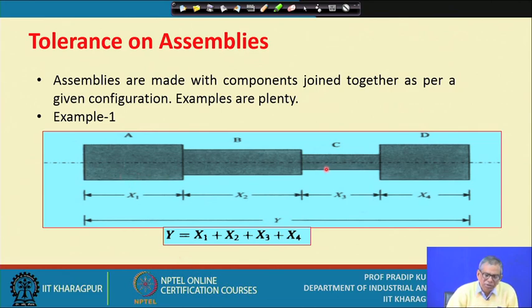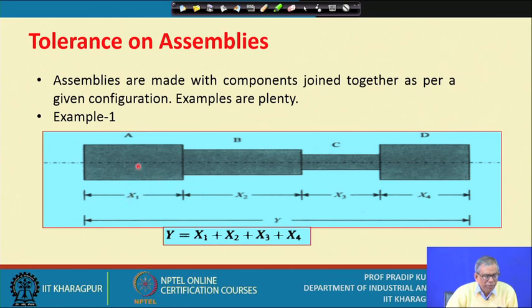One example is this: you have this configuration. That means the final assembly consists of 4 parts, A, B, C and D, and these parts are joined. These are the weld joints, and we are assuming that for these 3 weld joints, the weld length and weld width are negligible. Is it okay?